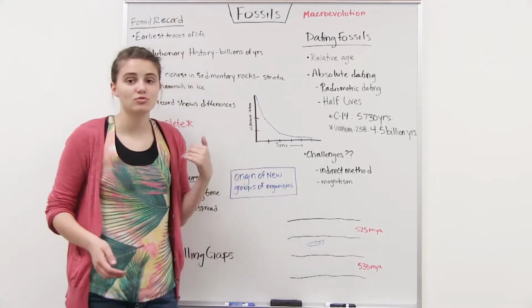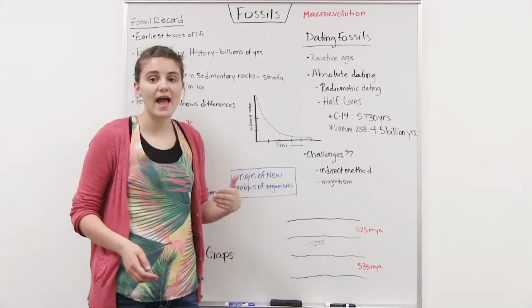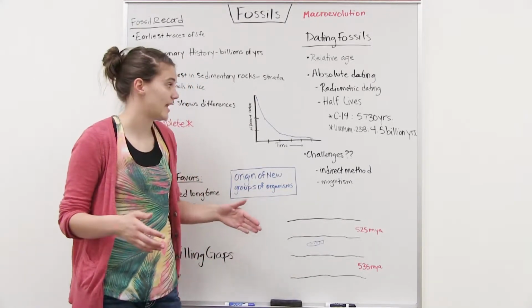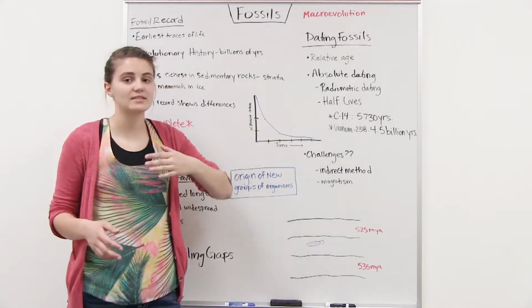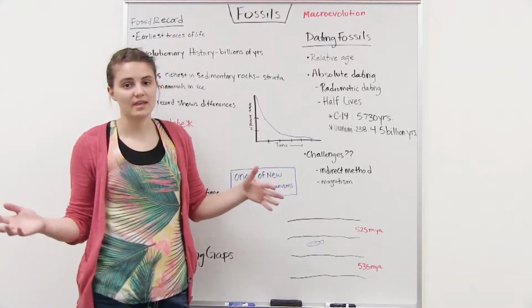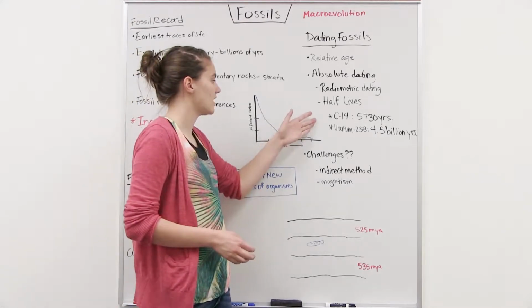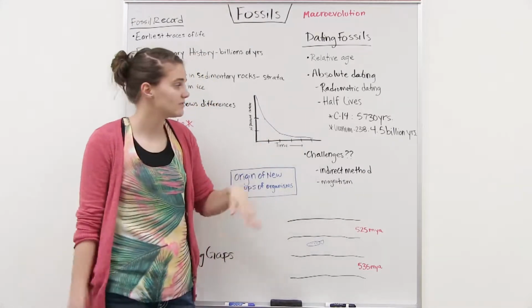And they usually decay at a constant rate. And so we're able to track this rate, and we know how long it takes for half of that material to decay. That's what a half-life is: the amount of time it takes for half of the parent isotope to decay into the daughter product. And so different isotopes have different half-lives.